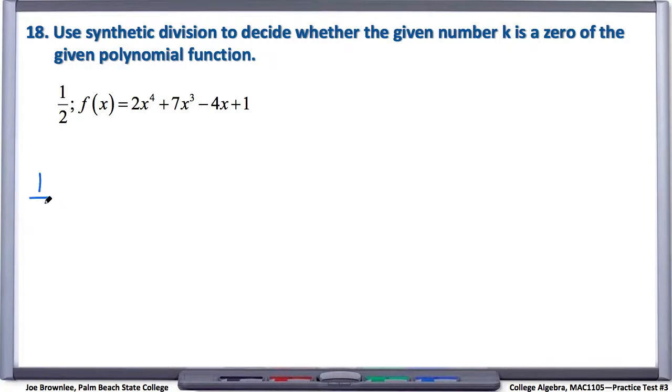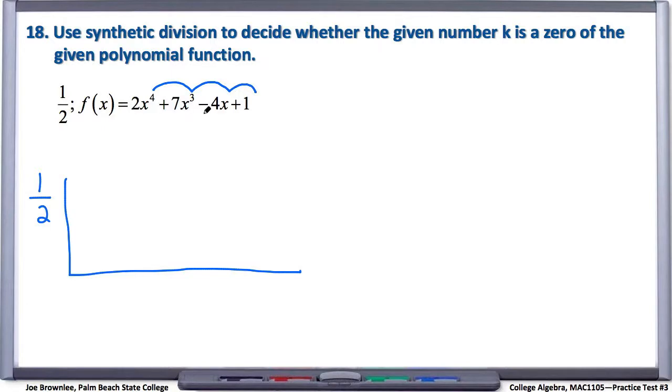All right, so we're going to use 1/2 with our synthetic division here. And as always, we need to check to make sure we're in descending order of powers and that we're not missing any terms. So here we go from 4 to 3 to 1 to none, to 0, our constant. So we are missing a term.